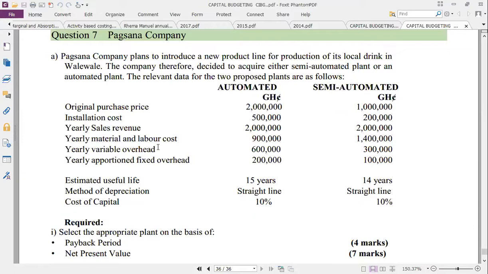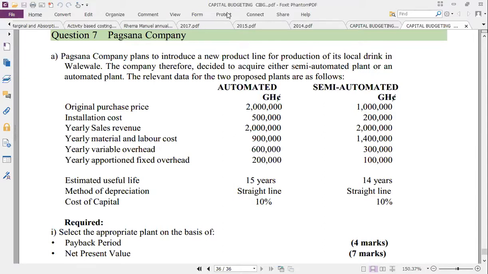So let's see. It says that the company plans to introduce a new product line for the production of its local drink in Wale Wale. The company therefore decided to acquire either a semi-automated plant or an automated plant. The relevant data for the two proposed plants are as follows.